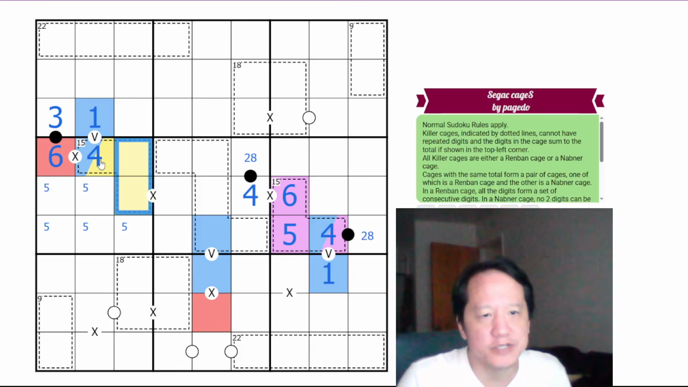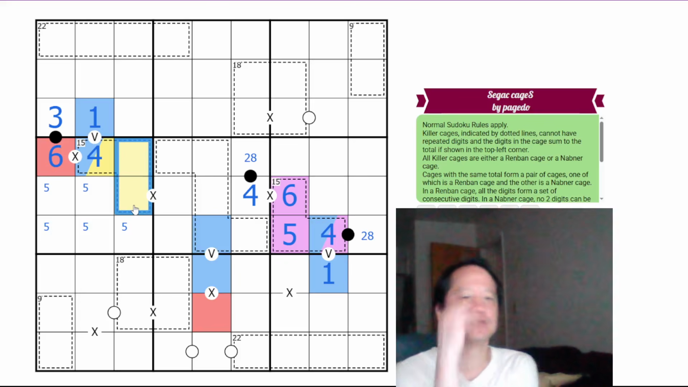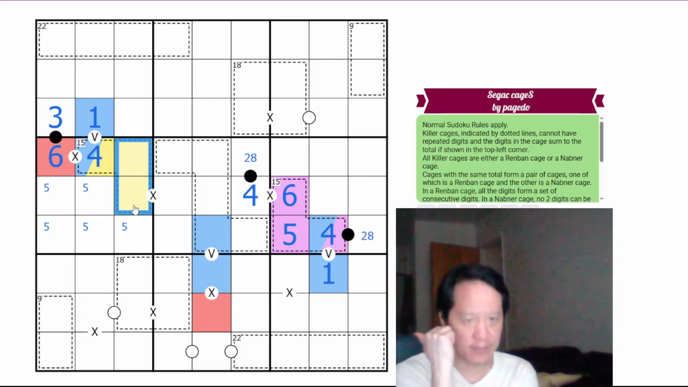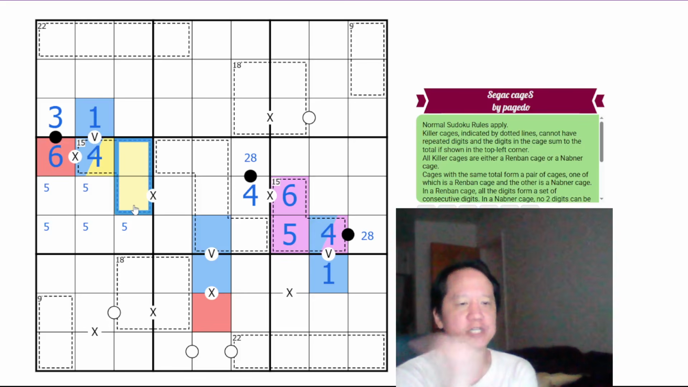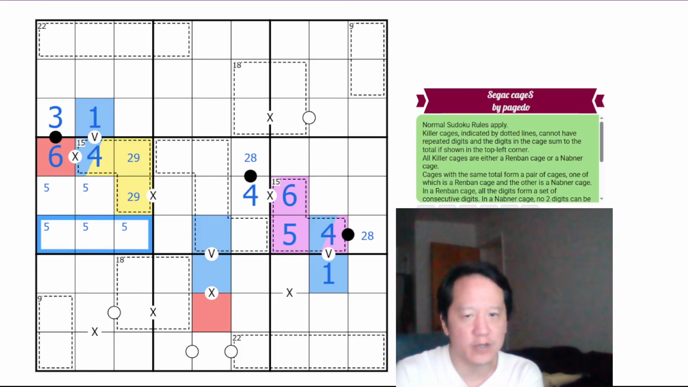Well, how does it add up to 15? That means the 2 remaining digits must add up to 11. You cannot have 5 and 6 because that would be consecutive. You can't have a 3 there, so this must be 2 and 9 to add up to 15 as a Nabner. Okay, 5 can't be any of these because of 5 in the row.